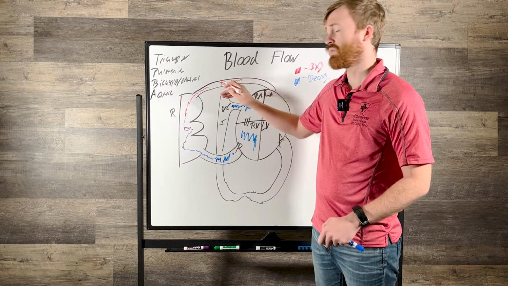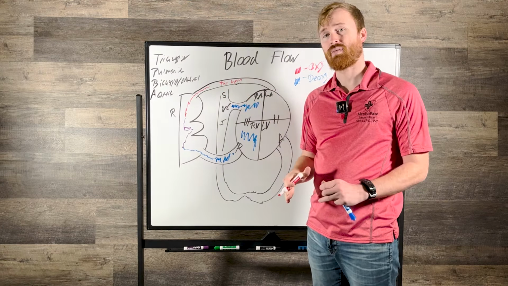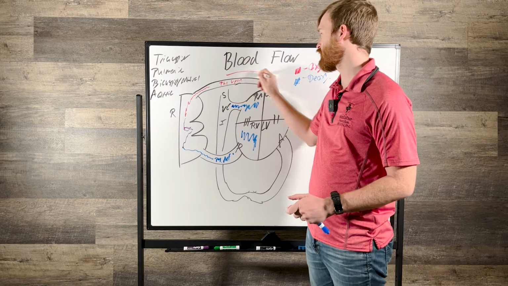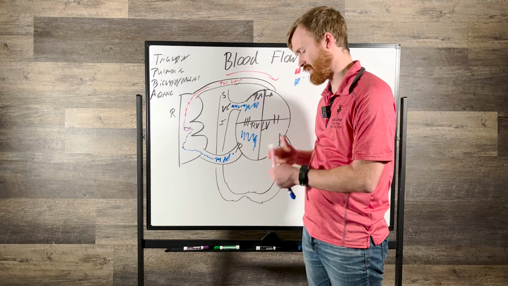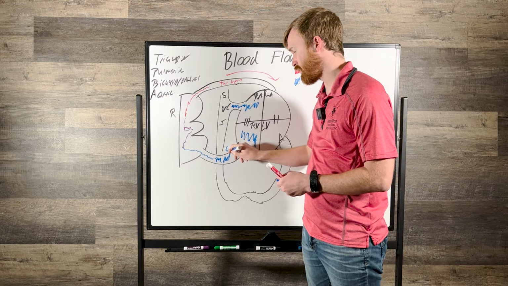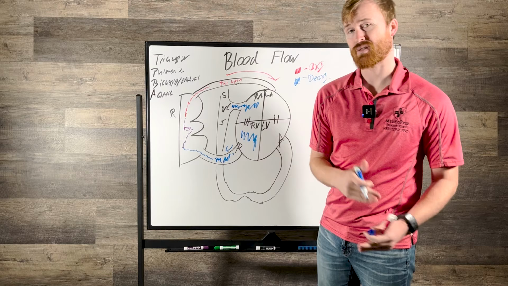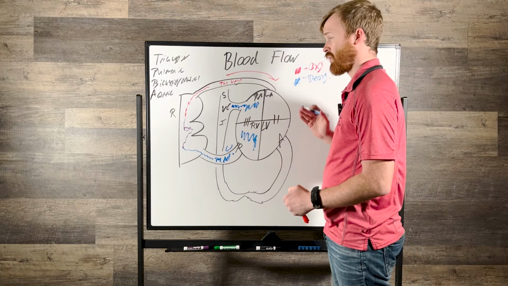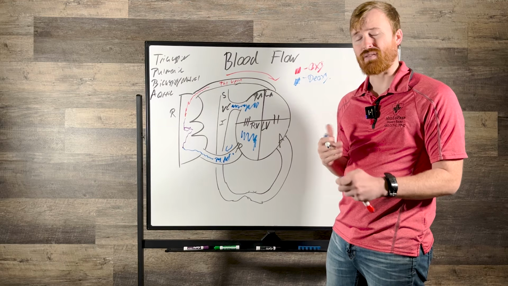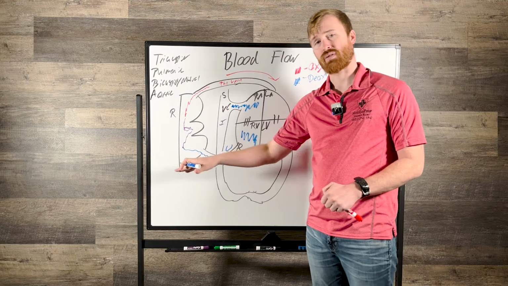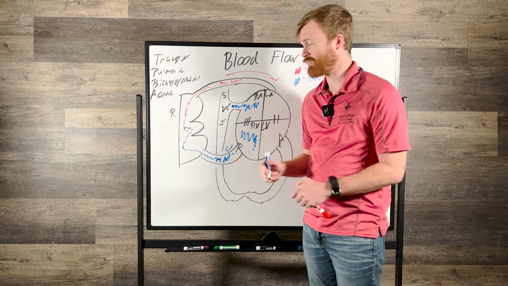Now, it's really important to know that veins return blood to the heart, and arteries are always going to be sending blood away from the heart. So it doesn't matter if it's oxygenated or deoxygenated blood. If it's an artery, it's going away, and if it's a vein, it's coming towards. And that'll be really helpful, especially when you get into fetal anatomy and stuff like that.